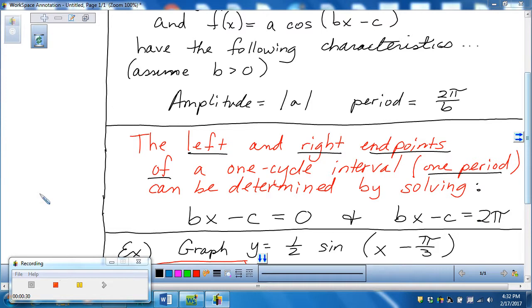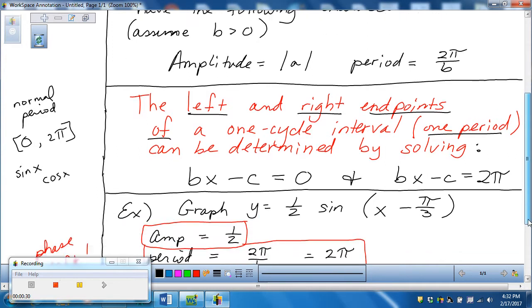The reason we're doing that is our normal period, if we didn't have a phase shift, is from 0 to 2 pi. If there's a phase shift, or if there is a b value that's not equal to 1, then the period shrinks. But normally, on your parent functions, sine of x or cosine of x, this is your normal period, 0 to 2 pi. Okay, so let's take a look at this example.